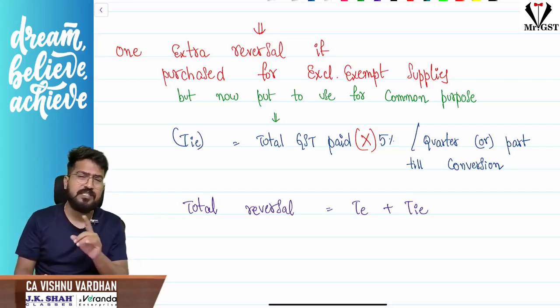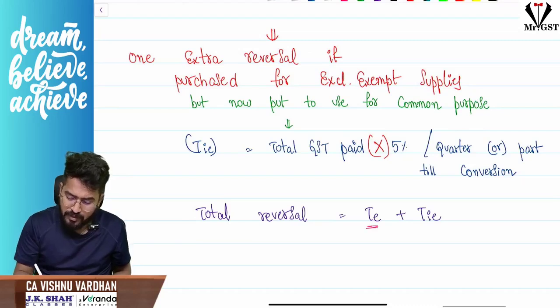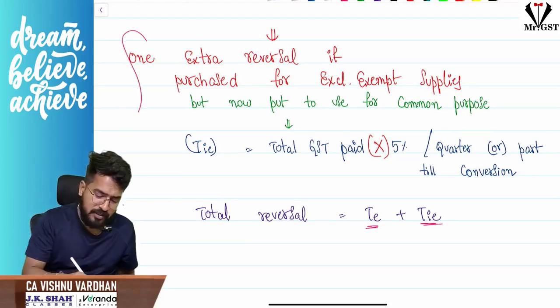So in all questions this may not be there. Sir, there will be TE with respect to capital goods. TIE sometimes will be there and sometimes will not be, based on this.